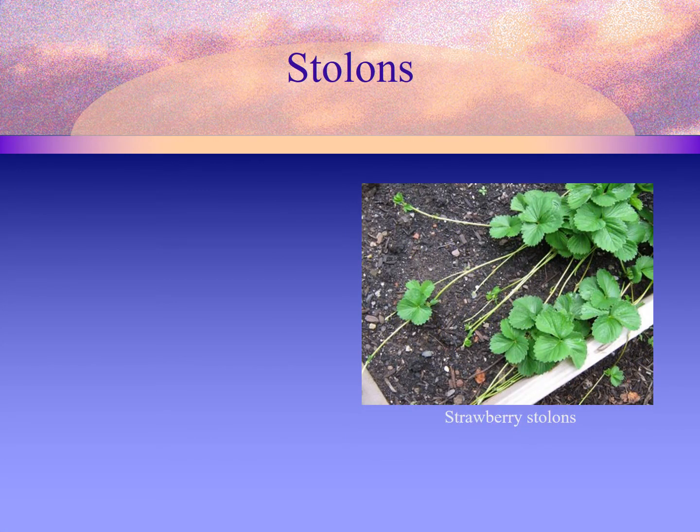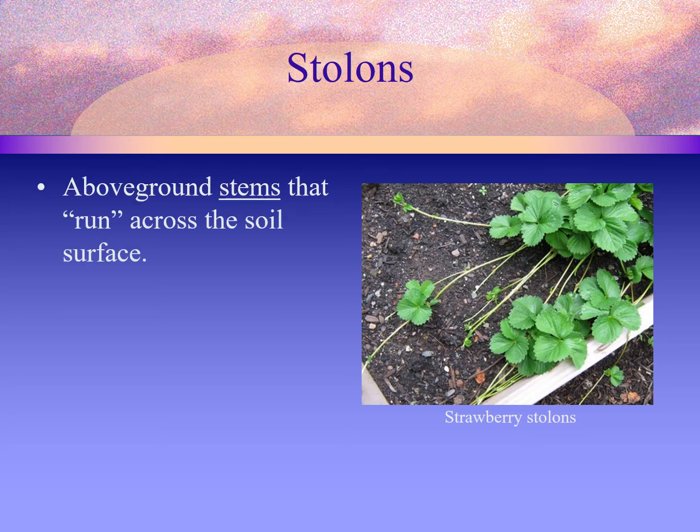Stolons are another type of stem modification. What makes a stolon different from a rhizome is that a stolon is generally going to be an above ground stem. Stolons are above ground stems that run across the soil surface. In fact, another name often used to describe a stolon is a runner. If you look at the picture on the right, you're looking at strawberry plants, and you can see these stolons or runners stretching across the soil surface. Whenever that stolon bends over and touches the soil, another shoot and roots are formed.